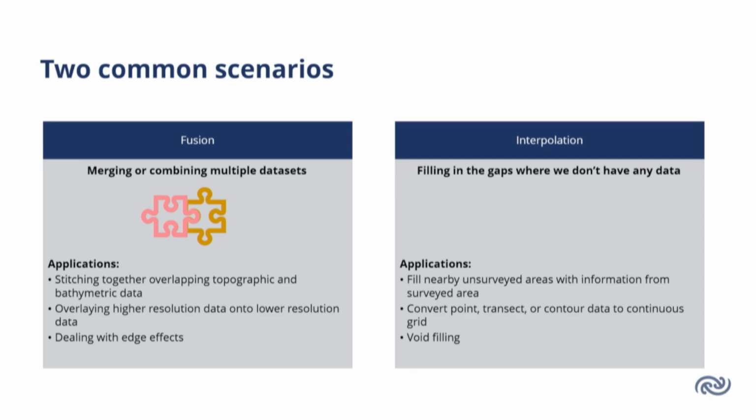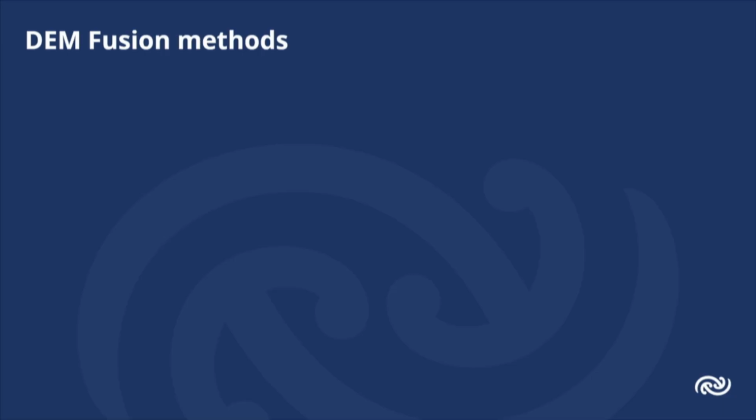And the other scenario is interpolation. Rather than having our two puzzle pieces, we have to draw in the second puzzle piece. So how do we fill in the gaps? That could be interpolating between points in transects or contour data, filling in the voids when we don't have anything at all. So, a couple of fusion methods.